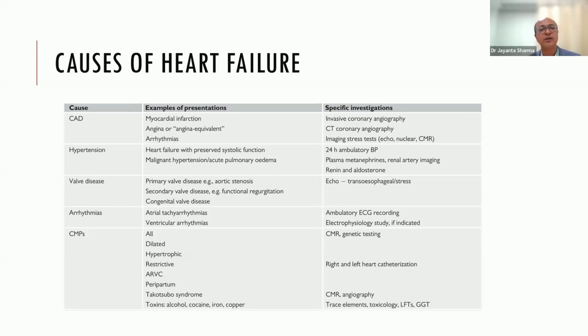If the patient is having coronary artery disease, invasive procedures like coronary angiogram or CT coronary angiogram have to be done to know whether the patient has underlying coronary artery disease or not. If the patient is having hypertension, 24-hour ambulatory blood pressure monitoring can be done. If the patient is having underlying valve disease, we can go for echocardiography or transesophageal echocardiography. For arrhythmia detection, we can go for 24-hour Holter monitoring. And for cardiomyopathy, genetic testing is nowadays available in India to know the variety of cardiomyopathy.